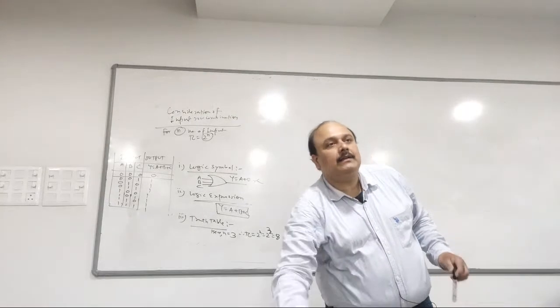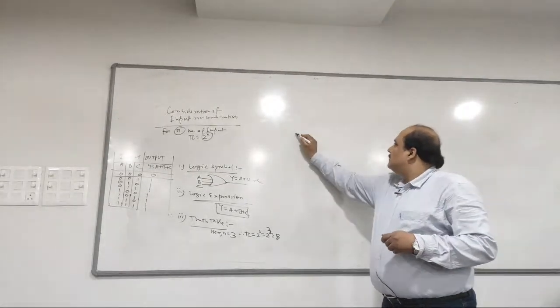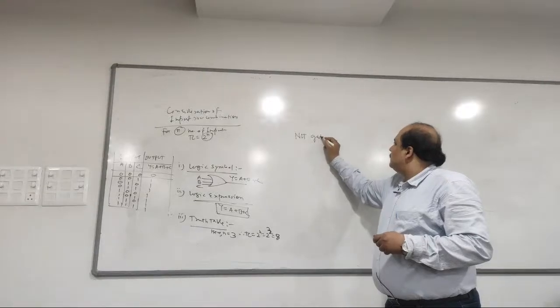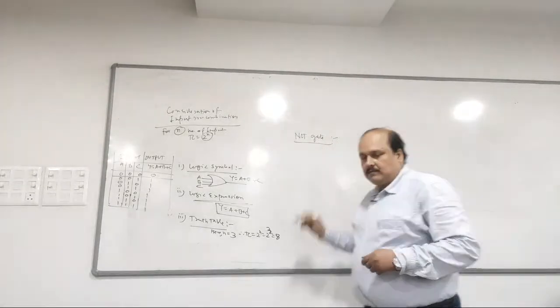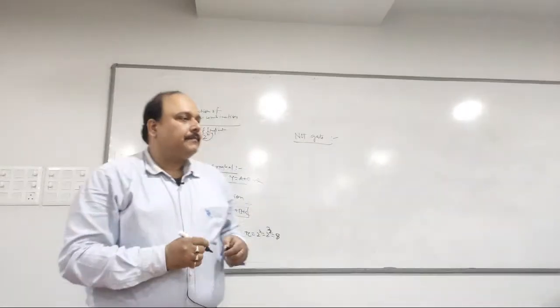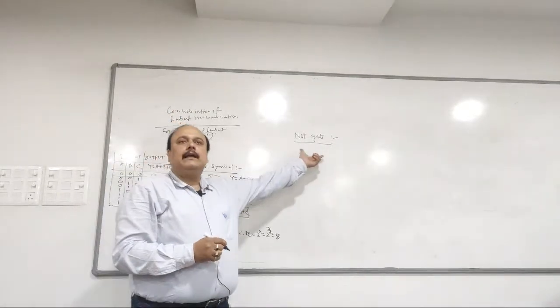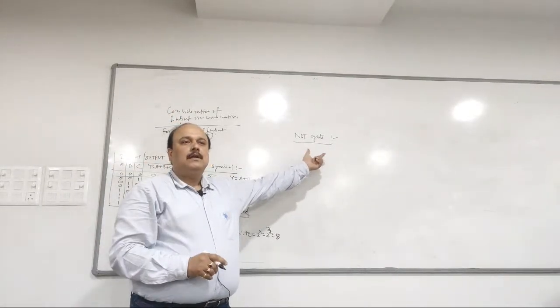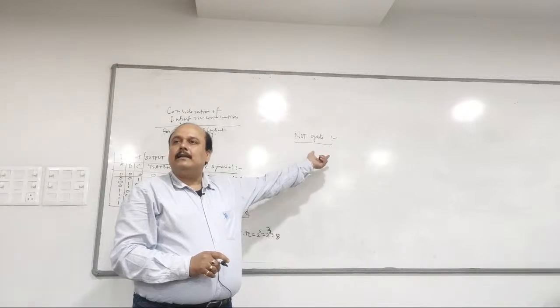Now the third one is the NOT gate. Now this is the only gate with a single input. This is the only gate.